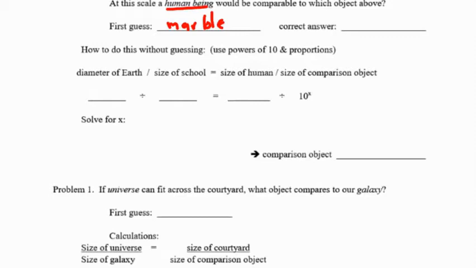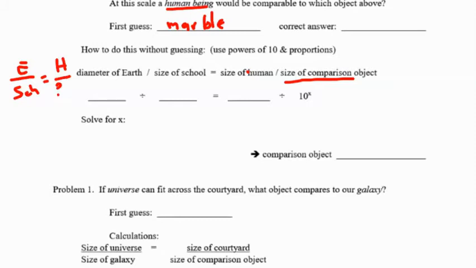I've already set the equation. It says the ratio of the diameter of the earth to the size of the school, so that's a divide sign, ratio means divide, has to be the same as the human, which we're shrinking down, to our unknown, the size of our comparison object. We're shrinking the earth to a school, so we're asking what would a human shrink down to. If I were to do this a different way, I would say the earth is to the school as a human is to some object that we want to find. That's the logic behind that proportion.